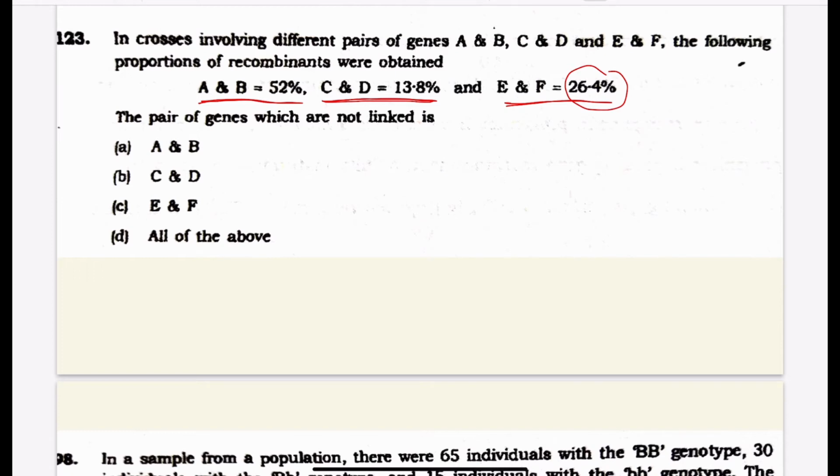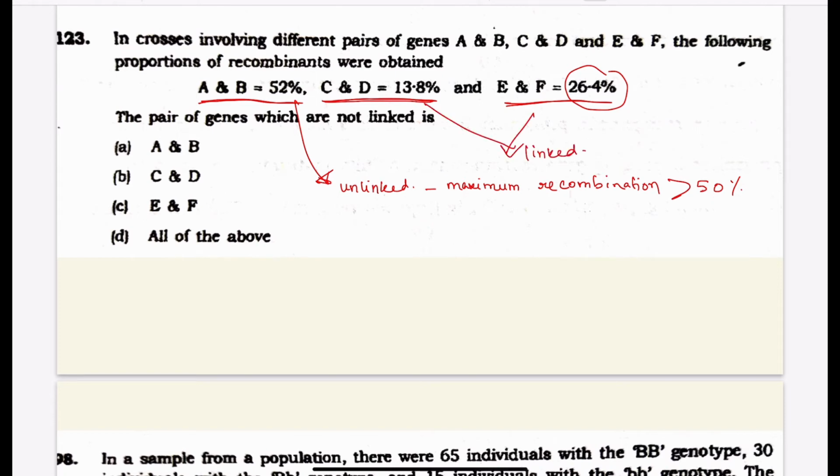A recombination frequency of 50% or more means that those 2 genes are unlinked and have maximum possibility to undergo recombination. So anything more than 50 or 50 will be unlinked. Here our option is A and B, which is showing 52% recombination frequency, and the other C and D's is way less than 50, that is 13.8 and 26.4. That means they are linked genes. The unlinked genes are A and B. That is option number A, the correct one.